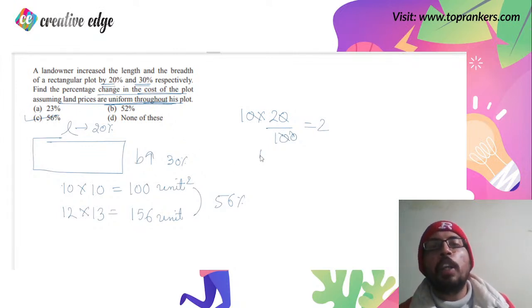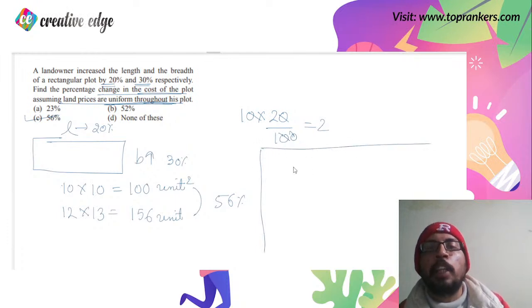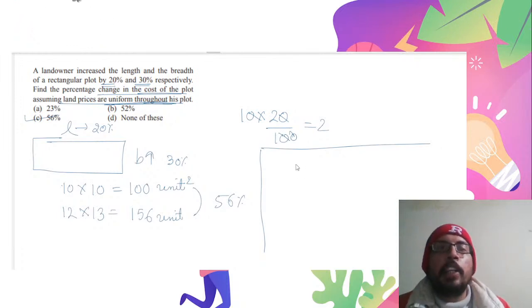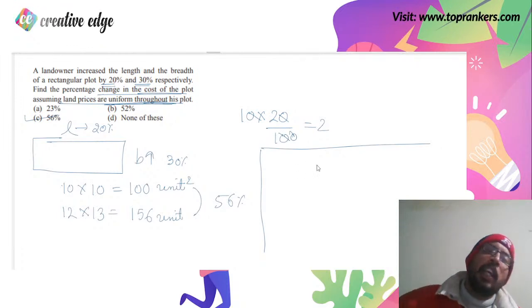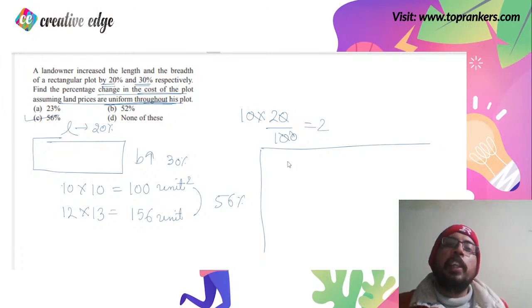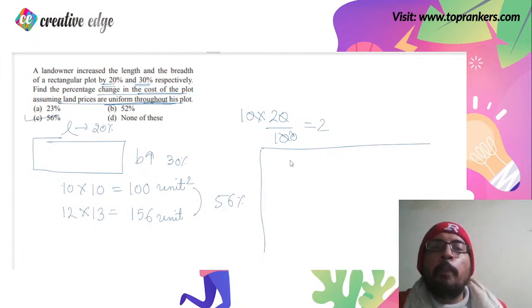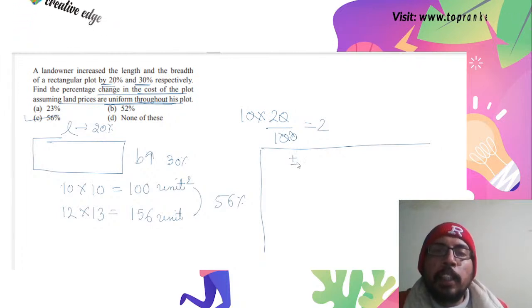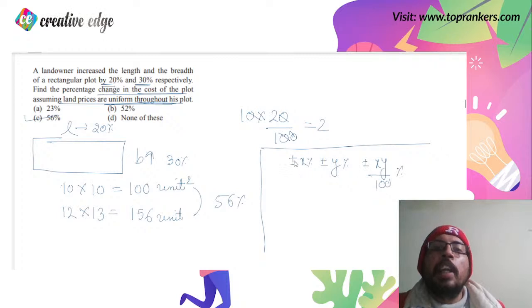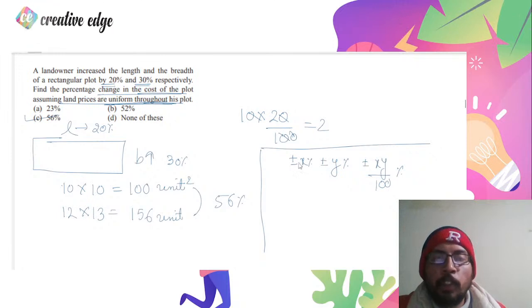Second approach that you can use, this is a shortcut I'm going to tell you, is that whenever there is change in two entities, what are these two entities? In our question, those two entities are length and breadth. So whenever there is change in two entities, you can apply this formula: plus minus x% plus minus y% plus minus xy% upon 100. What does this plus minus indicate? It indicates if there is increment, you take the positive sign. If there is decrement, you will take the negative sign.